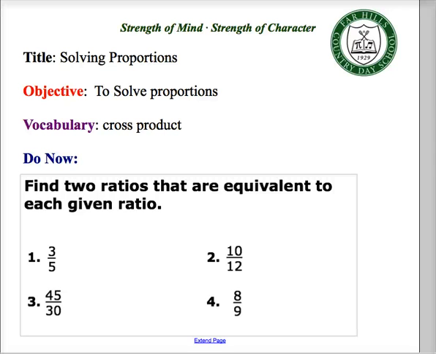Today's lesson is on solving proportions, and our big vocabulary term today is cross products. So I have a little do now on the screen, and I'd like you to put this in your notes. Because there's so many equivalent ratios to the given ratios, I'm not going to put a set of answers up here because yours could be different. Don't forget, an equivalent ratio is very similar to an equivalent fraction.